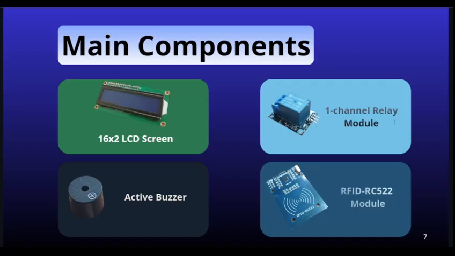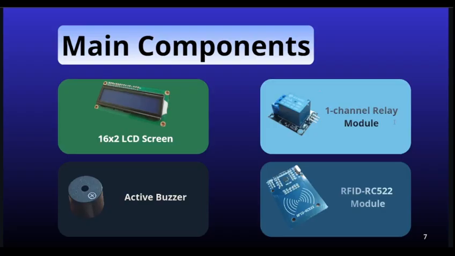Next, an active buzzer. Like a passive buzzer, this one has an internal oscillator. It simply needs to receive 5 volts to emit a tone, making it very easy to control to generate success or error sound alerts.